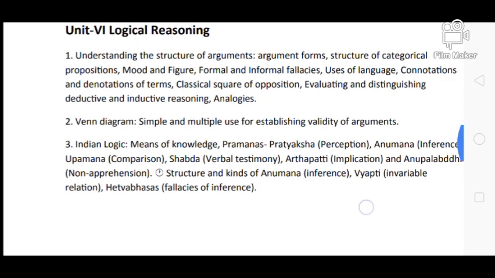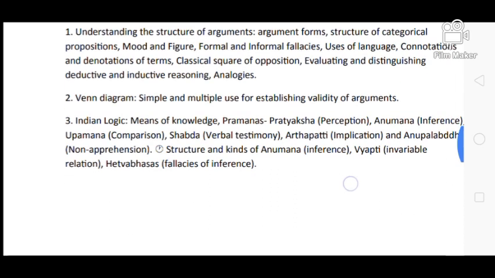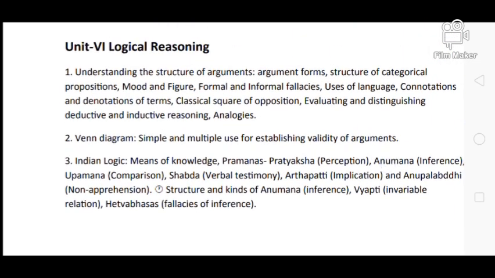Pramanas: pratyaksa, perception. Anumana, inference. Upamana, comparison. Sabda, verbal testimony. Arthapatti, implication. And Anupalabdhi, non-apprehension. Structure and kinds of Anumana. Vyapti, invariable relation. Hetvabhasas, fallacies. So, these are the syllabus of Unit 6, Logical Reasoning.